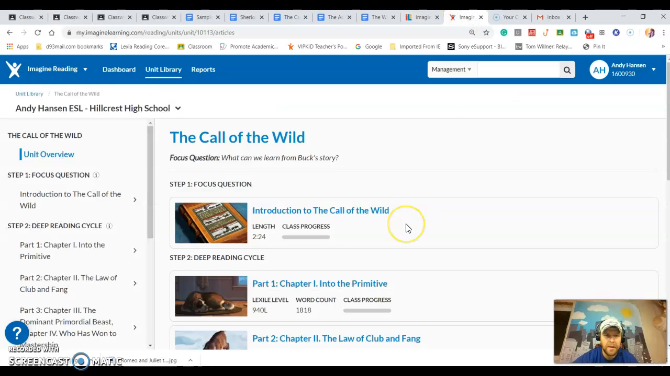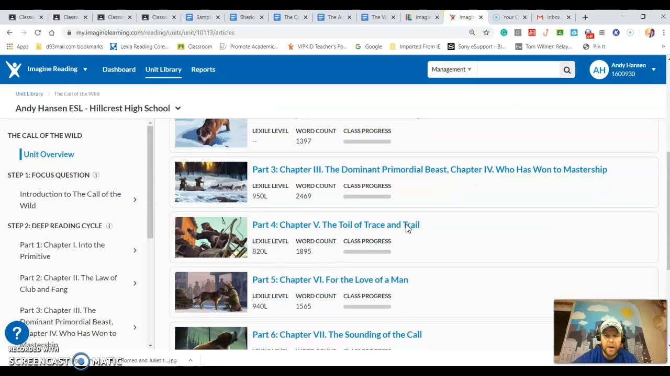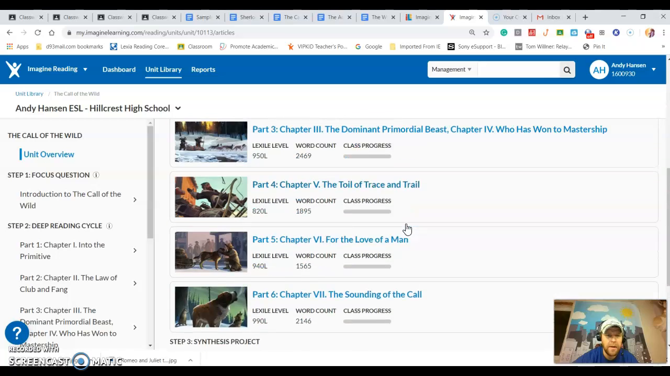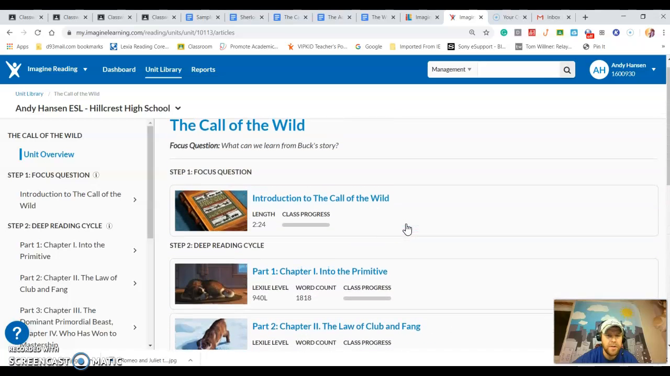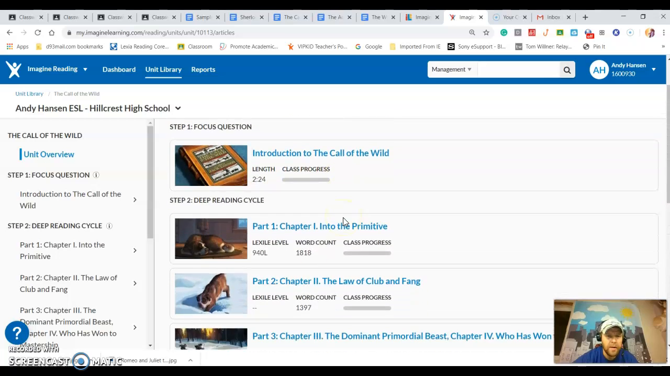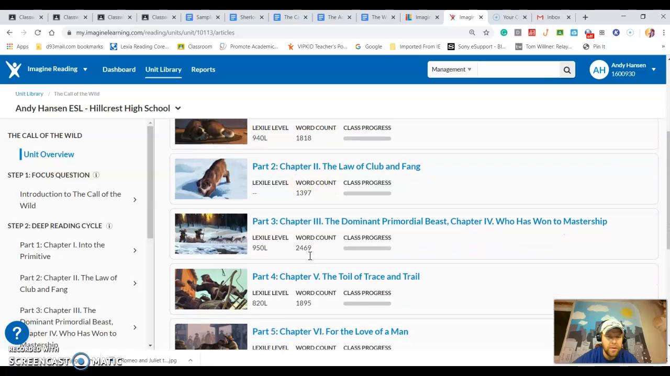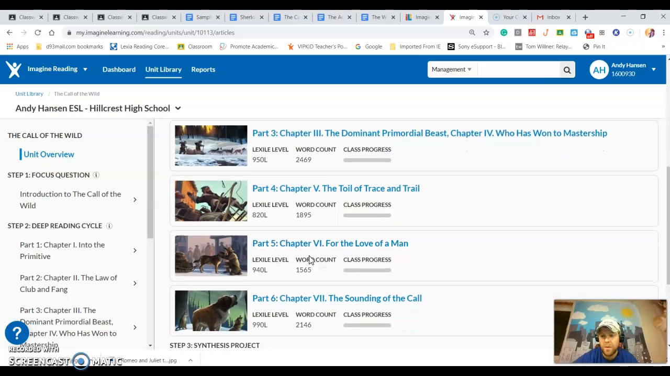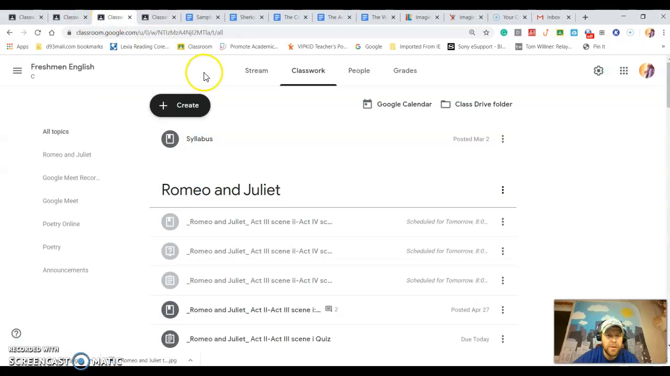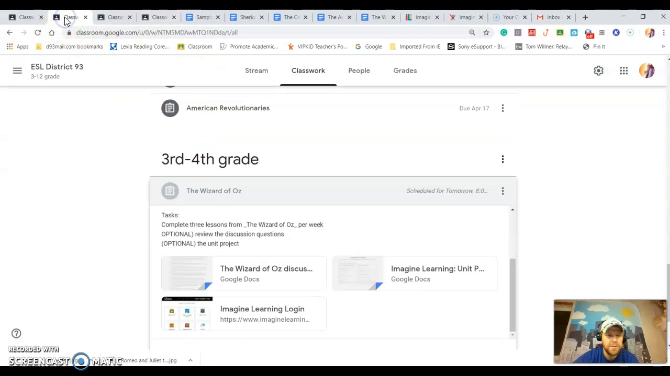on Imagine Reading. Okay, so for Call of the Wild, for instance, there is a few sections on here. So you'll have your introduction, but then you have chapters 1, 2, 3, 4, 5, and 6. So 3 per week, and then that's it. Then we'll be done.